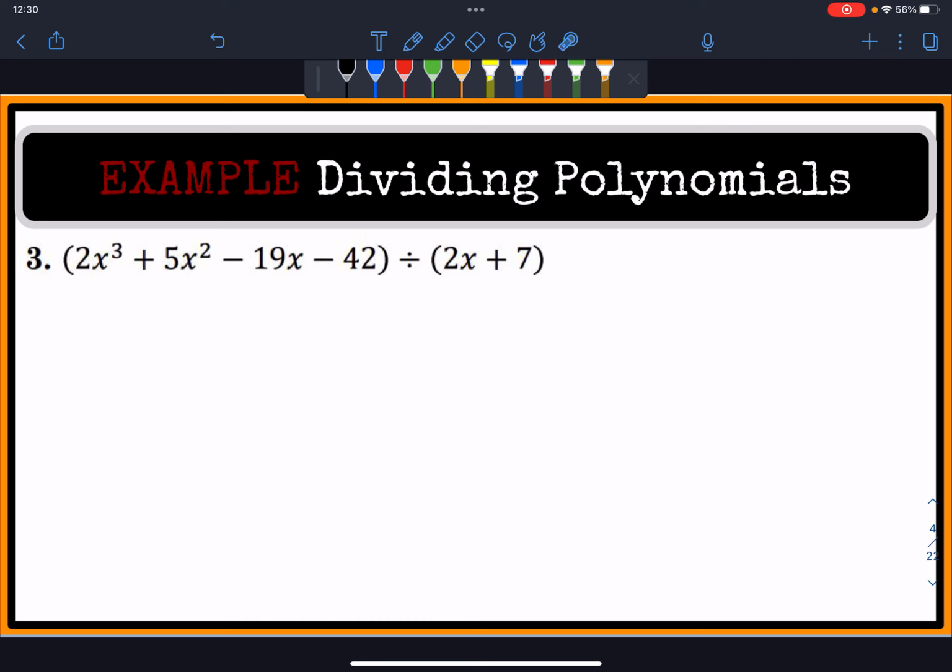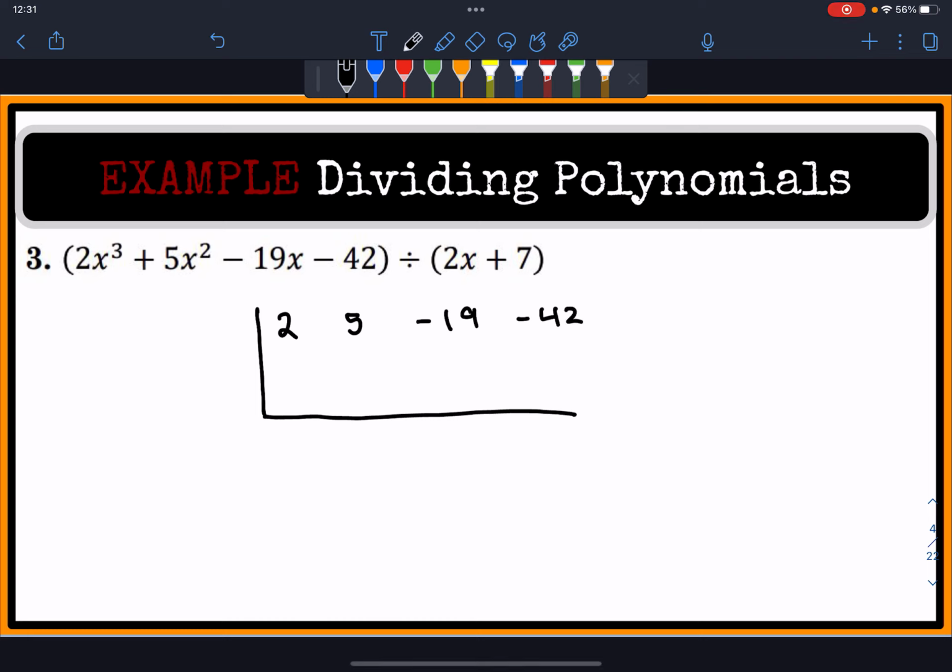Notice that we still have our divisor is a linear term. Notice that we have x to the first power, so we can use synthetic division. But there is going to be something different here because our linear coefficient is not 1, it's a 2. So we're going to set up our synthetic division by putting our division box upside down. We're going to use the numbers 2, 5, -19, and -42. And on the outside, we're going to use -7. But since the leading coefficient in our divisor is a 2, that -7 is going to be written over 2. It's being divided by 2.